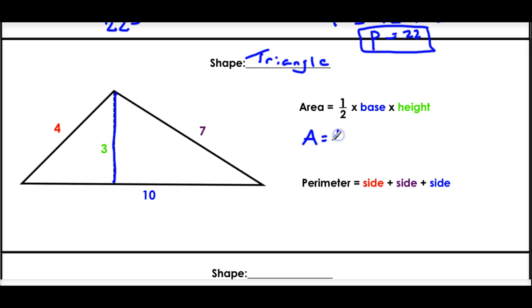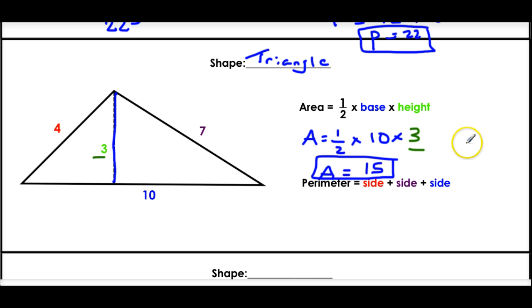So area equals 1/2 times 10 times 3, right? That's our height. You can put that in the calculator and see what it is. I'm just going to do it in my head because I've got this. 1/2 of 10 is 5. 5 times 3 is 15. Check me on the calculator, see if I got that right. All right, so it's just 1/2 base times height.